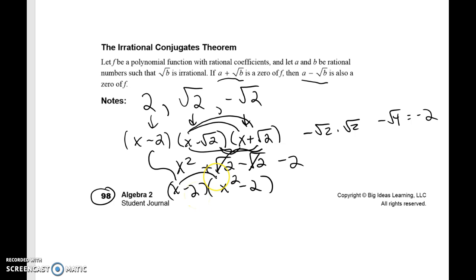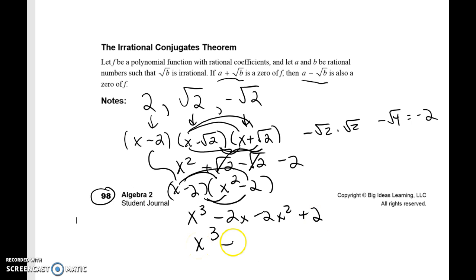And then we're going to FOIL again. So I get x cubed minus 2x squared plus a 2. And write your final answer in order from highest power to smallest power.